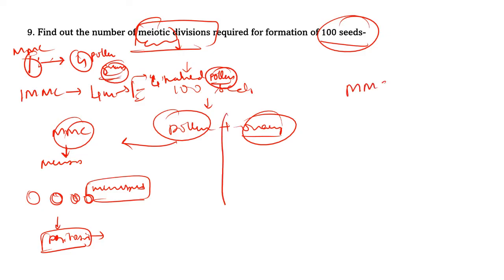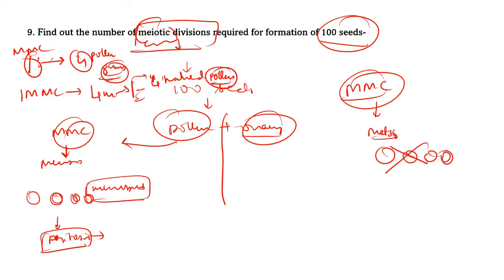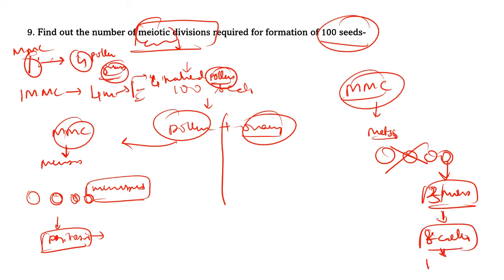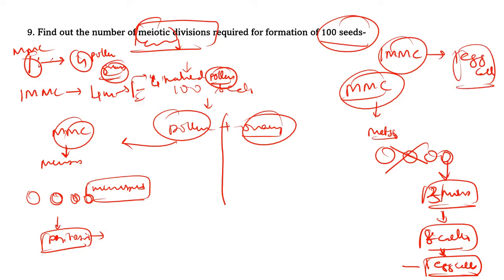The megaspore mother cell will have one meiosis event where it forms 4 daughter cells. Out of the 4 daughter cells, 3 will degenerate and only one will go into 3 successive mitoses to give the 8 cell stage, in which there will be 1 egg cell. So every megaspore mother cell gives 1 egg cell, right? In order to produce 100 seeds, there should be 100 meiotic events in the case of egg. For egg, it should be 100 meioses, right?